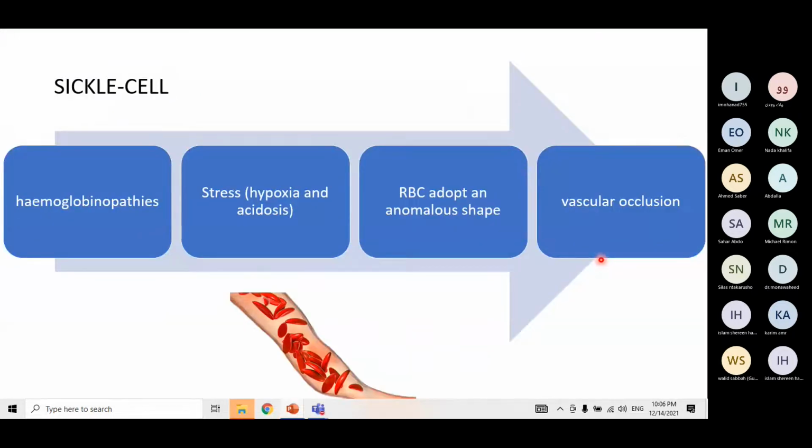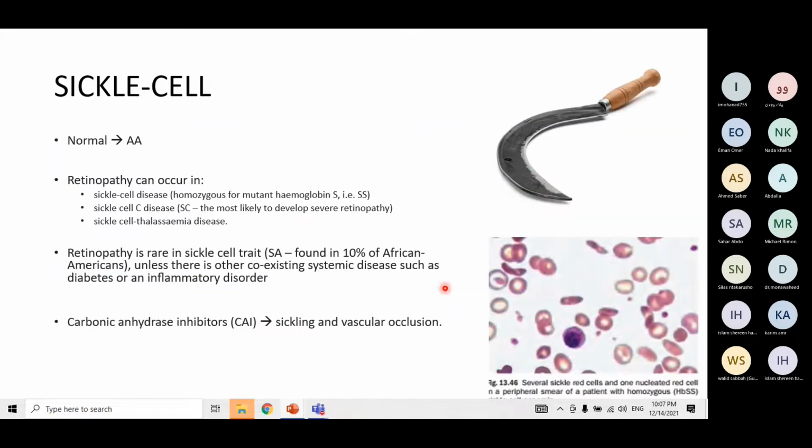Sickle cell is important for those who will work in the Gulf area. It's very common there because of the consanguinity. You can read it in the book, but the important thing is the pathophysiology. Those patients usually, due to hypoxia and acidosis, will have the sickling of the blood vessels, which can lead to vascular occlusion. What we need to know is that it is more common in sickle cell disease, sickle cell C disease, and sickle cell thalassemia disease. Don't use carbonic anhydrase inhibitors in those patients, because it will accelerate the sickling and the vascular occlusion.